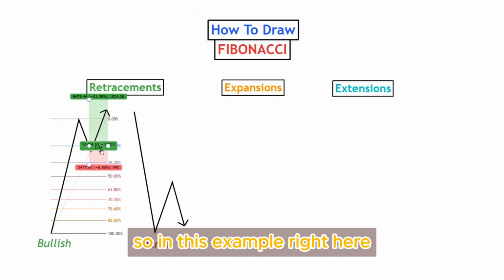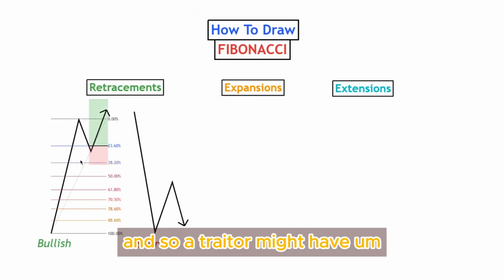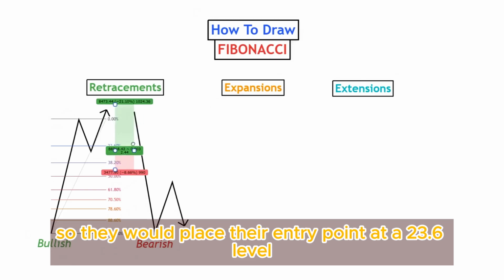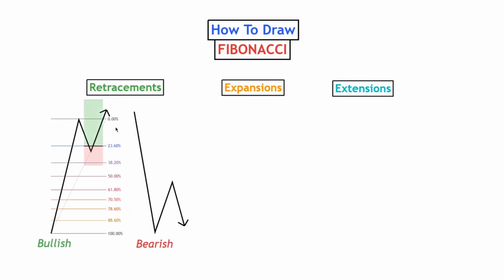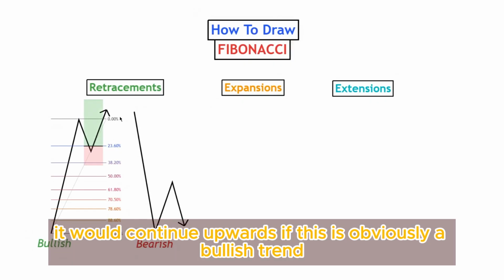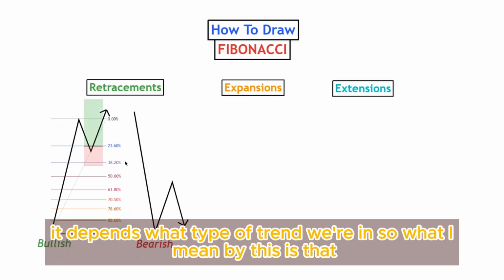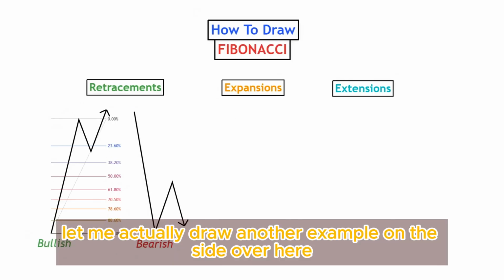So, in this example right here, let's say it's a strong trend. And so someone might want to get a better entry. So they would place their entry point at the 23.6 level. And then as price retraces and it touches this level, it would continue upwards if this is obviously a bullish trend. And they might even put their stop loss behind one of these levels. But again, it depends what type of trend we're in. So what I mean by this is that, let me actually draw another example on the side over here.